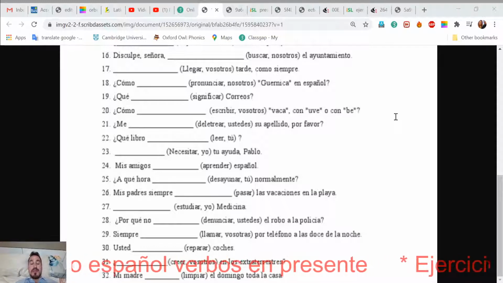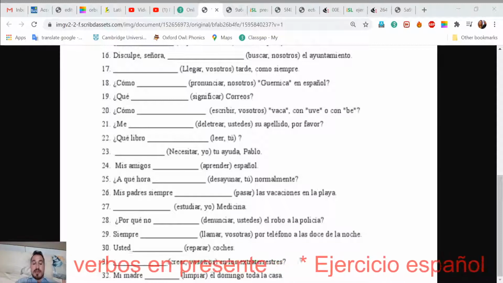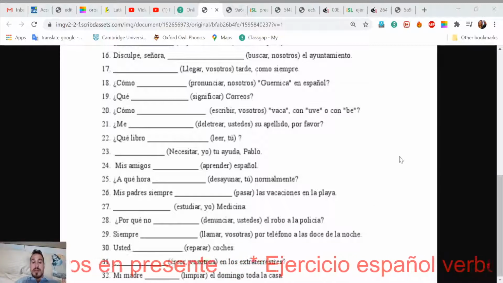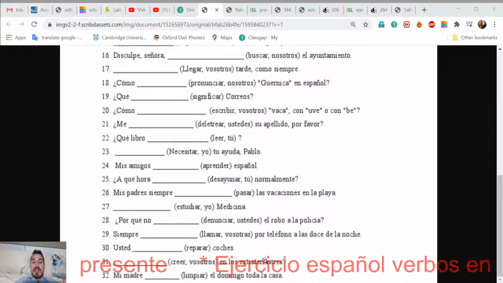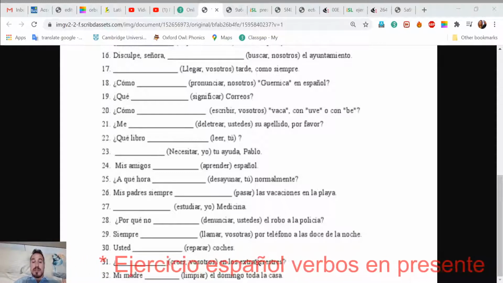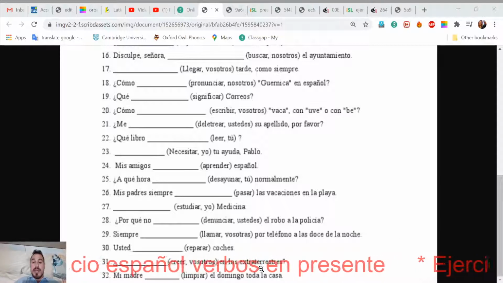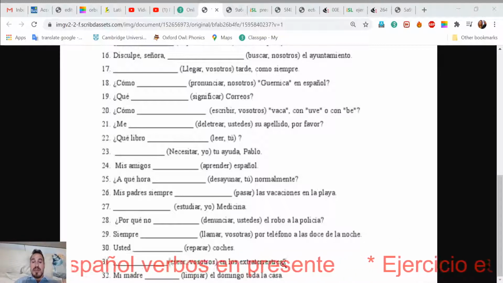So, 31. Creéis en los extraterrestres. So, do you guys believe in aliens? This one means from outside the Earth, basically, yeah? Extra means from outside, and terrestre means Earth, right?